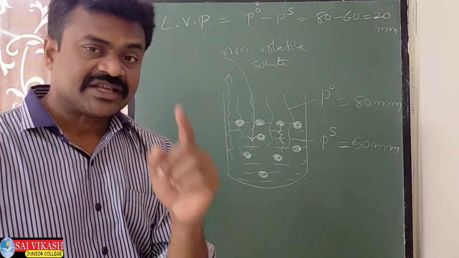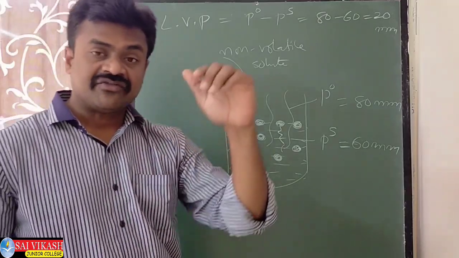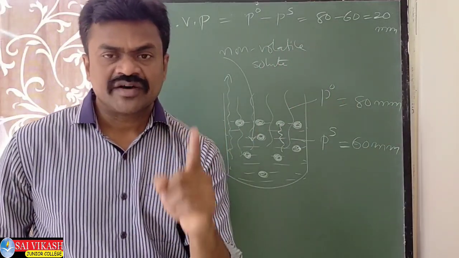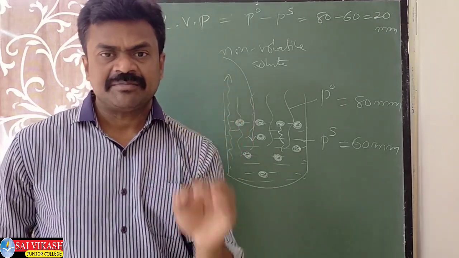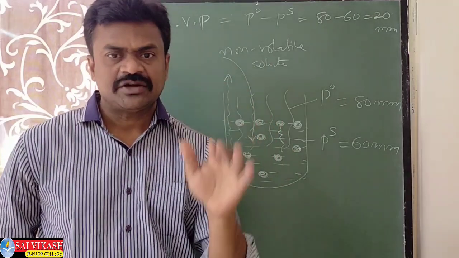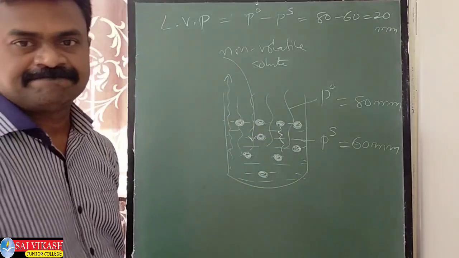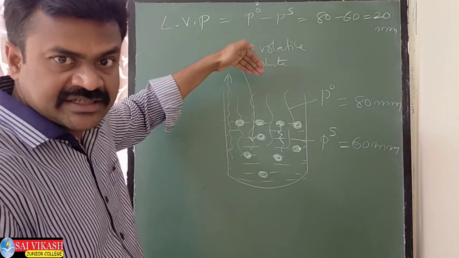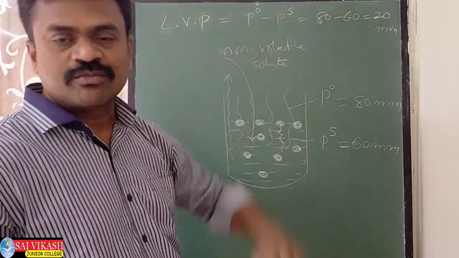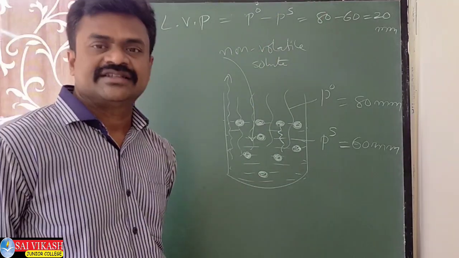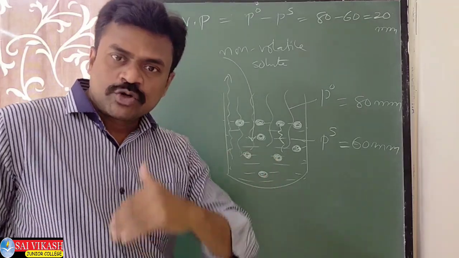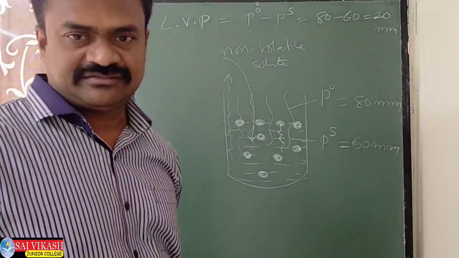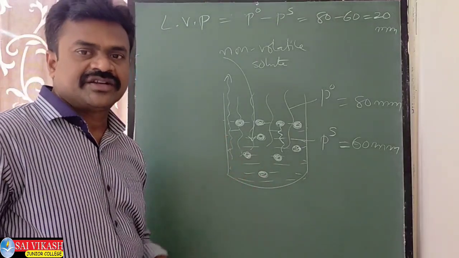Here I am now saying a very important point which will be very useful in further concepts. This lowering of vapor pressure depends on the quantity of solute we are adding. It means if the number of solute particles is more, the lowering is also more. How do you understand this? If the number of solute particles increases, the lowering of vapor pressure also increases. Let me explain clearly how.